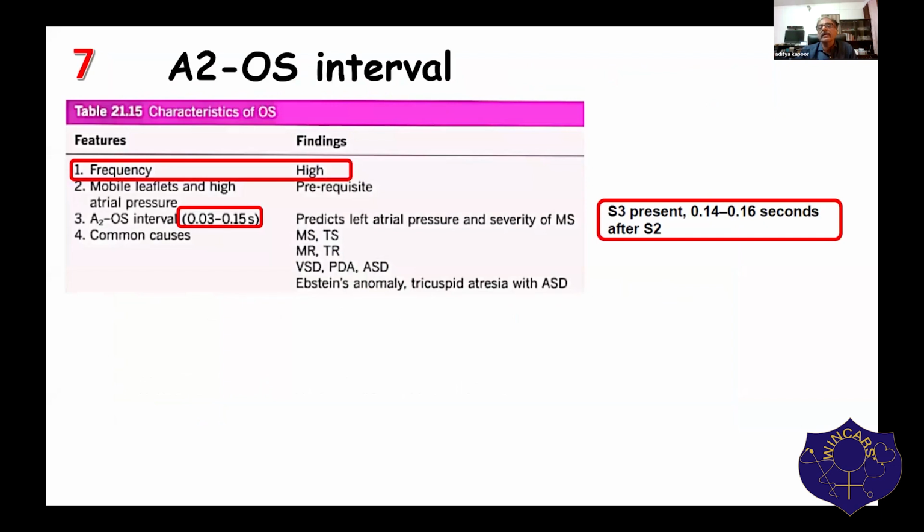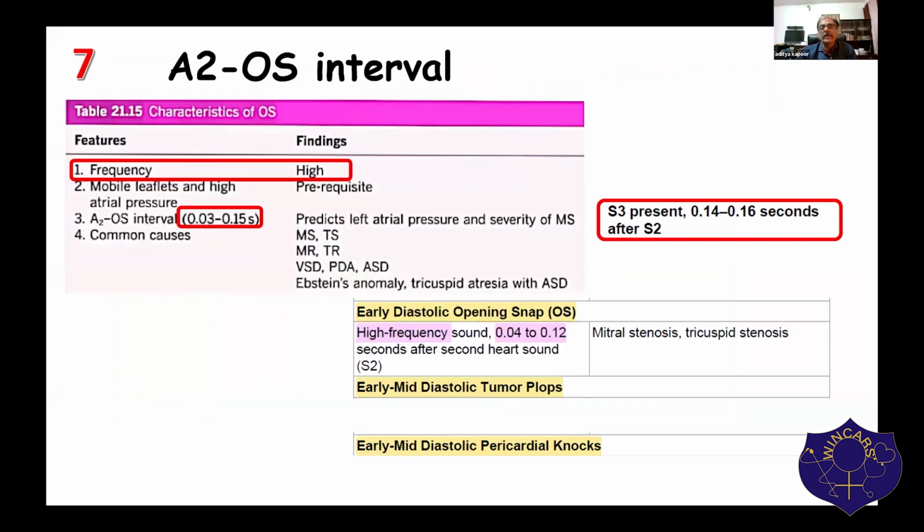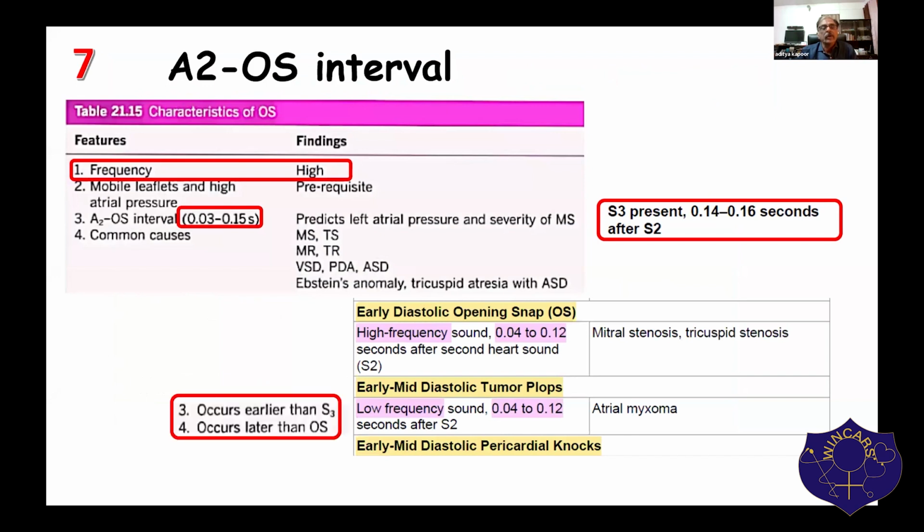S3, remember, is a sound which is later in the diastole as compared to the opening snap. So early diastolic is opening snap, nearly 40 to 120 milliseconds. Mid diastolic is tumor plop. Tumor plop occurs earlier than S3 and later than opening snap. And again, pericardial knock is early to mid diastolic. So the earliest amongst all these sounds is the opening snap.